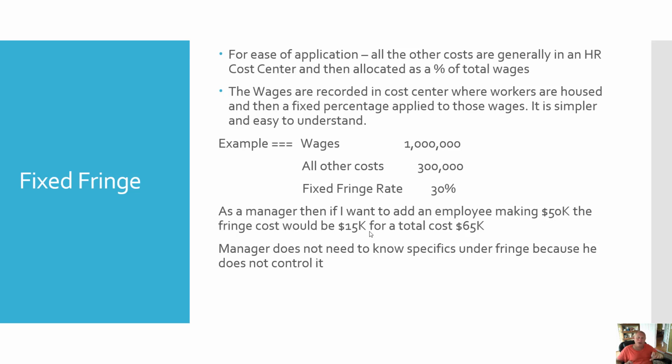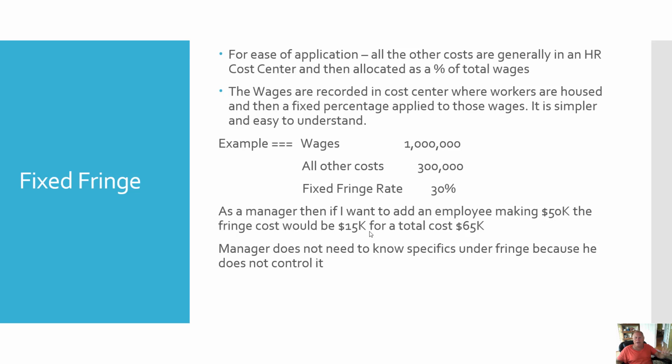How does an organization break down costs? How do they run that in the general ledger? They usually identify it as a cost center or a profit center. A cost center is where costs are accumulated. It's just a terminology of where you are recording it. So the wages can be recorded in a cost center where the workers are housed, and then a fixed percentage applied to those wages. We call that the fixed fringe.